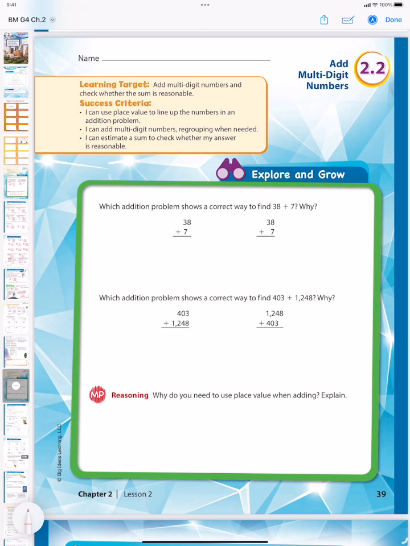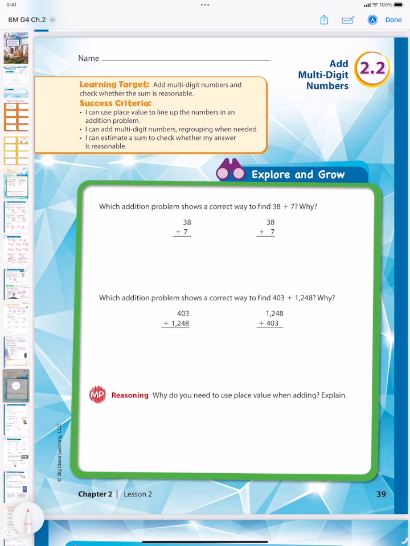Please open your textbook, page 39. And today we are going to learn chapter 2-2, add multi-digit numbers. Our target is to add multi-digit numbers and check whether the sum is reasonable. And these are our criteria.